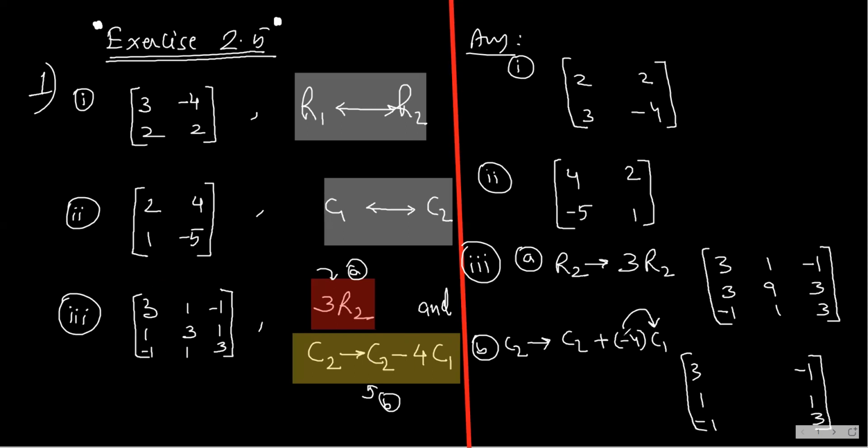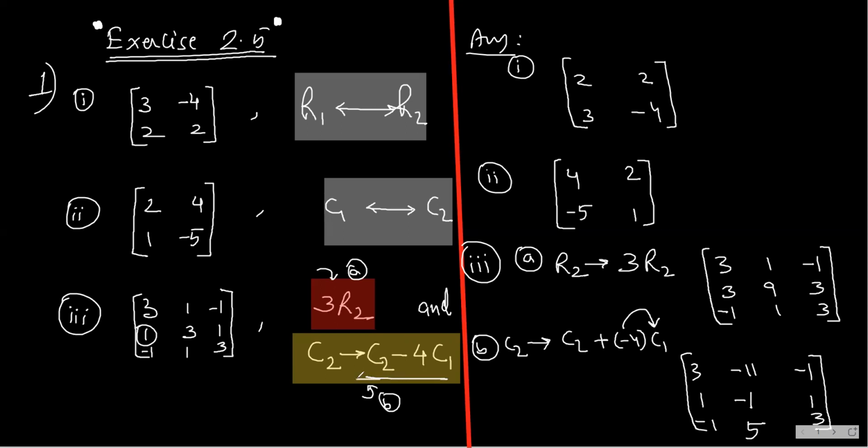How is it changing? You are multiplying C1 with minus 4 and adding. So multiply minus 4, it is minus 12. Add it, so you get minus 11. Multiply minus 4, this will become minus 4. Add it, so you get minus 1. Multiply minus 4, this will become 4. Now add it, so this is 5. What I did, I multiplied minus 4 and added to C1.